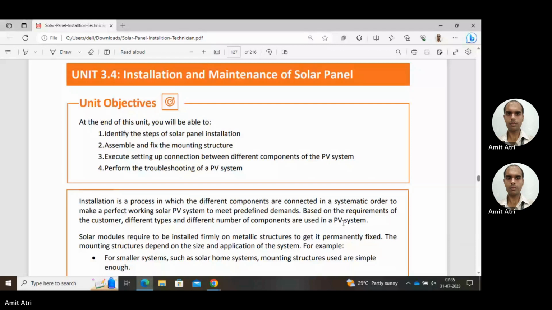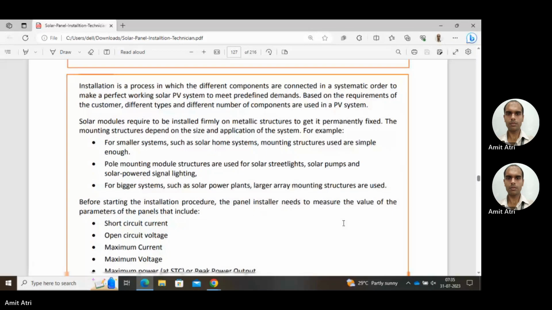Today we will discuss unit number 3.4, that is installation and maintenance of solar panel. Installation is a process in which different components are connected in a systematic order to make a perfectly working solar PV system to meet predefined demands. So this is like a summary of the different topics which we have studied in this same course till now. Those videos I have also posted in the playlist, so you can refer from there.